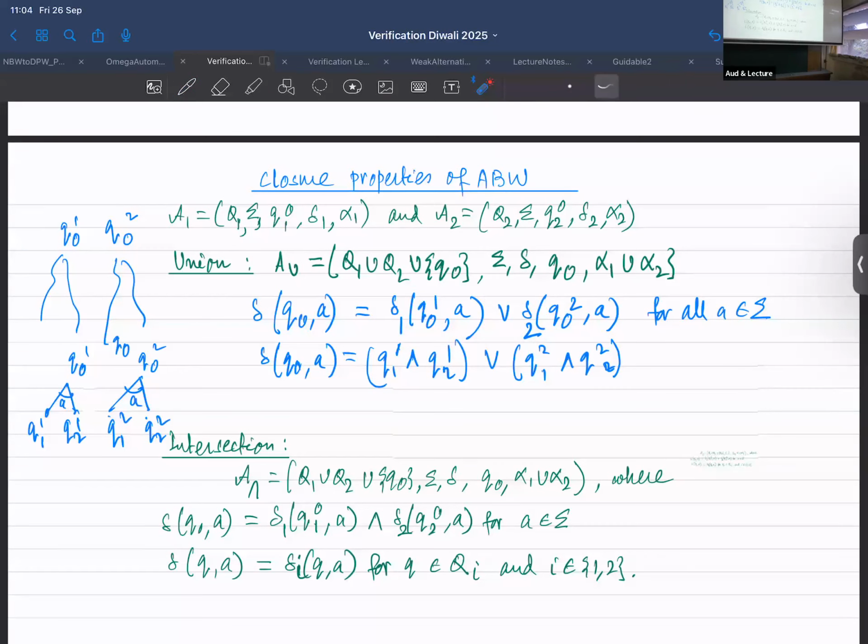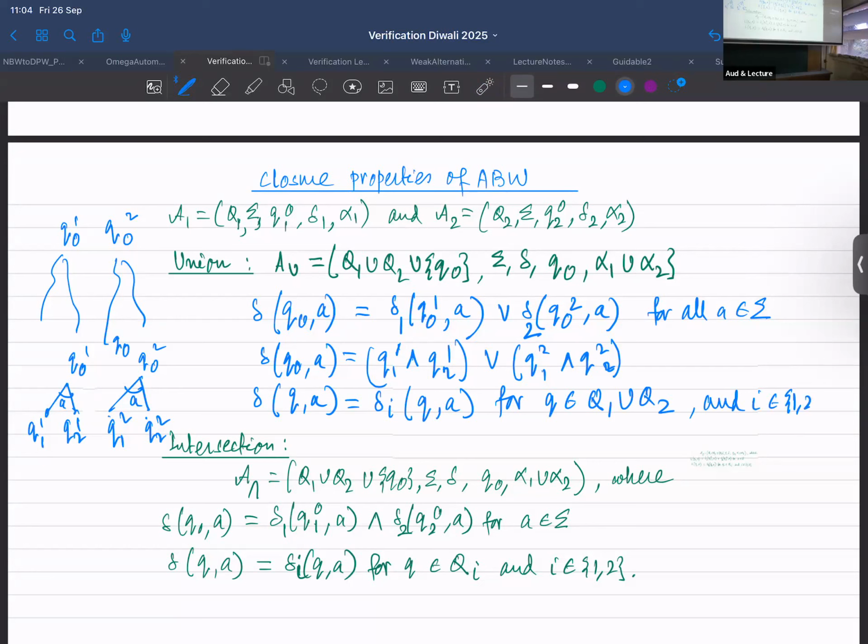And the other ones remain the same. Delta of Q, A equal to delta i of Q, A, for Q belonging to Q1 union Q2, and i belonging to 1, 2. So all the other transitions remain as is. I only need to add this special transition from the initial state. So this is for the union.